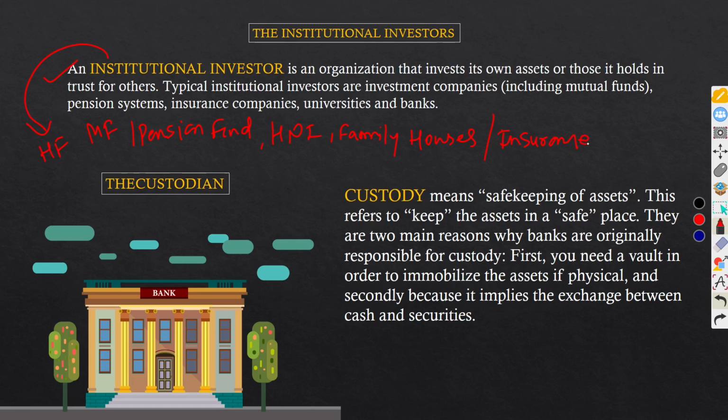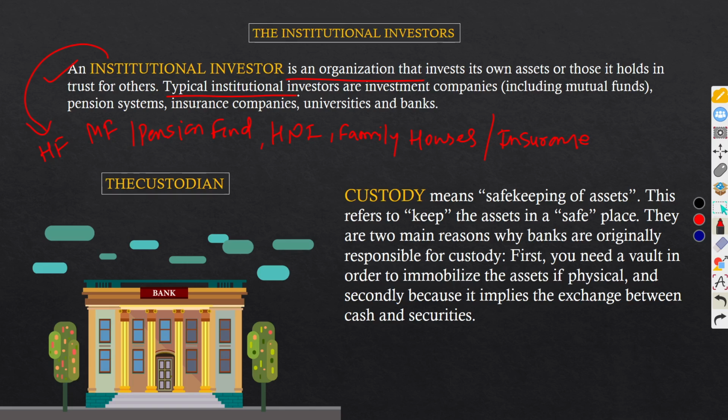Because they are institutions, they are registered as an institution or company. An institutional investor is an organization that invests its own assets or those it holds in trust for others. Institutions invest money in a variety of assets, and they own those assets, or sometimes they hold them on behalf of their other investors as well. Typically institutional investors are investment companies, including mutual funds, pension funds, insurance companies, universities, banks, etc. I hope now you got the answer about what an institutional investor is.